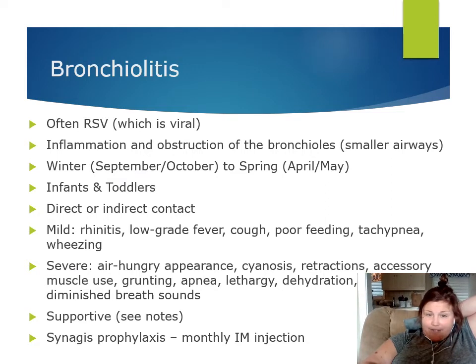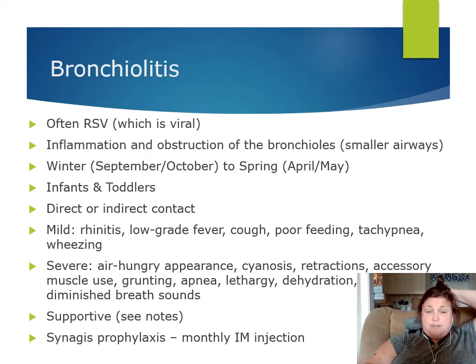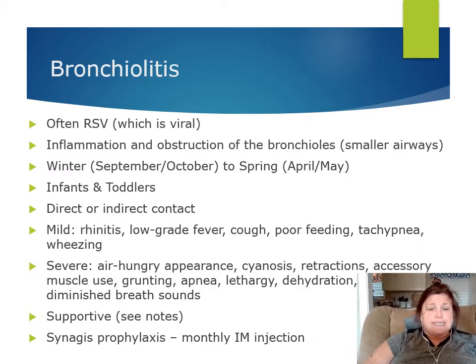They also have severe forms of bronchiolitis or RSV. And in that case, you're going to notice things like an air hungry appearance, cyanosis, retractions. They may have accessory muscle use. They will be grunting. They would be having some apneic spells. They may be lethargic, dehydrated, and have some diminished breathing. So it's important that we be able to differentiate the severity of these symptoms.